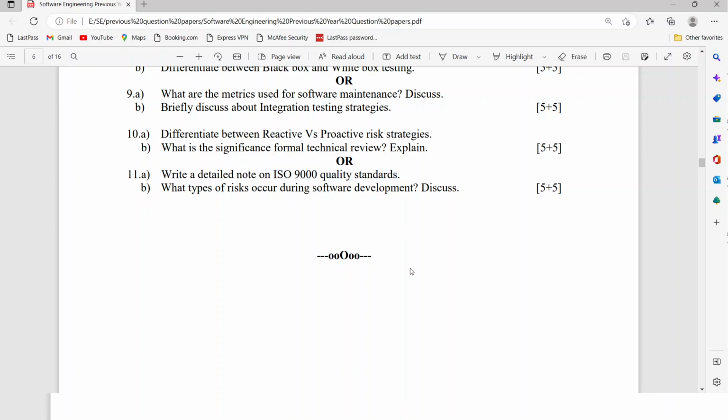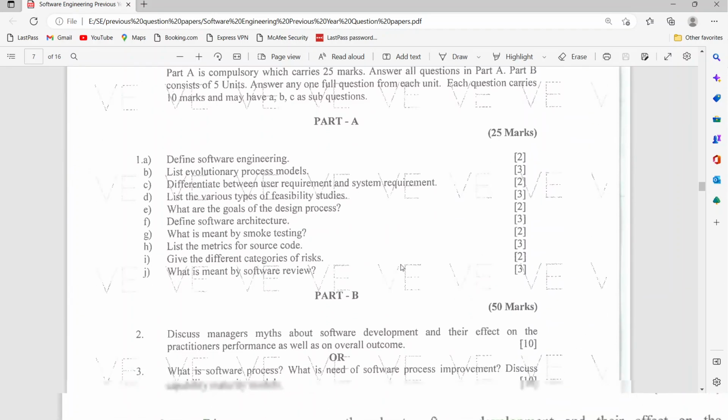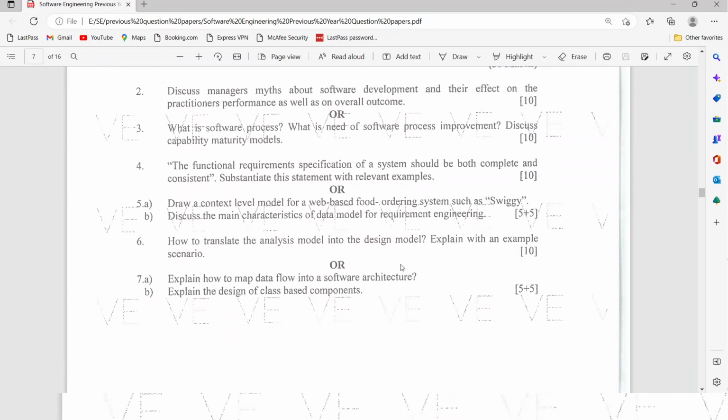And this is the ISO 9000 quality standards. They will ask what the generic quality standards are. Try to write about these ISO 9000 quality standards and about the risks also. These are blind questions, straight-away questions that they will sometimes ask.